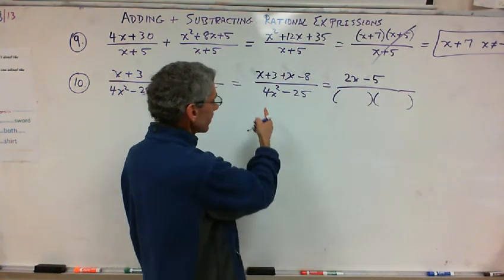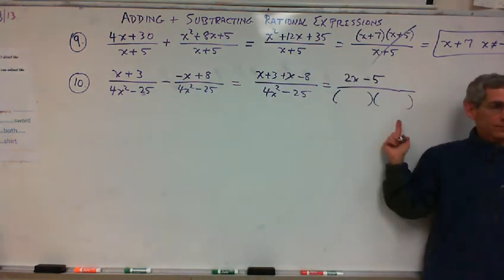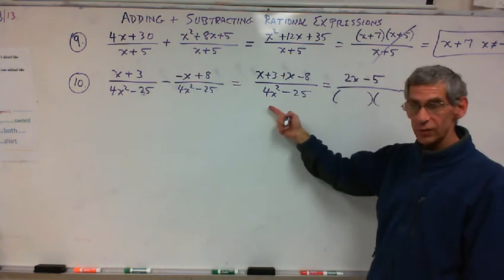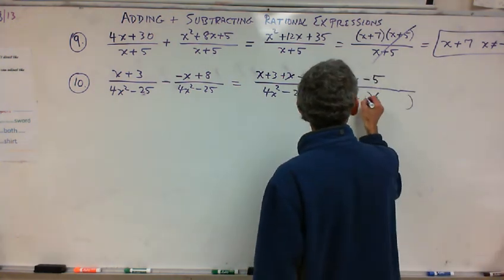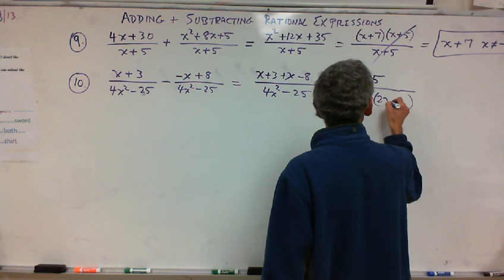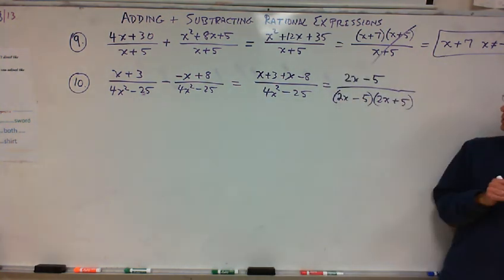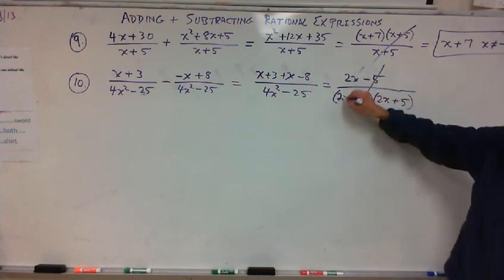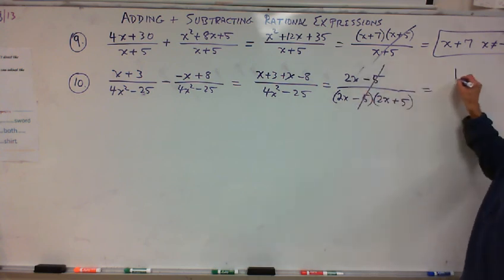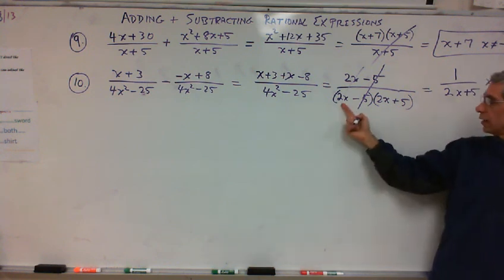What is that one going to be? 4x squared minus 25 is 2x minus 5 times 2x plus 5, a difference of two perfect squares. And then I can cross these things out. Those cross out, so it equals 1 over 2x plus 5.